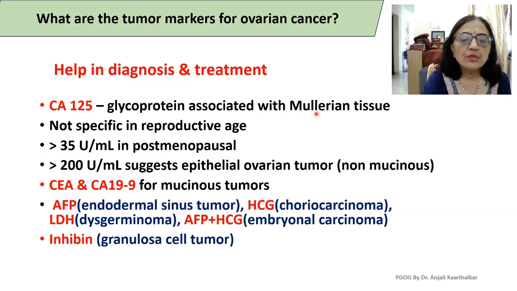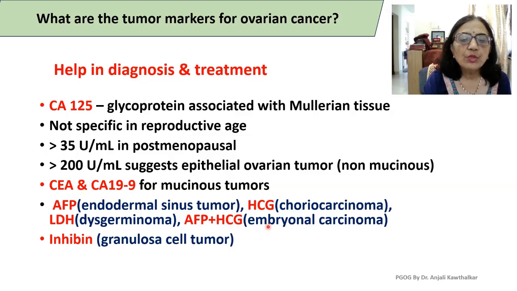CA125 is a glycoprotein associated with Mullerian tissue. Its rise is not specific for ovarian cancer in reproductive age. It is more specific postmenopausally with a value greater than 35 units per ml. Greater than 200 units per ml suggests epithelial ovarian cancer of non-mucinous type. Whereas with mucinous cancers, the tumor markers are carcinoembryonic antigen and CA19-9. Alpha fetoprotein is a tumor marker for endodermal sinus tumor, beta hCG for ovarian choriocarcinoma. LDH is for dysgerminoma. LDH helps even in treatment for dysgerminoma and detection of recurrences also.